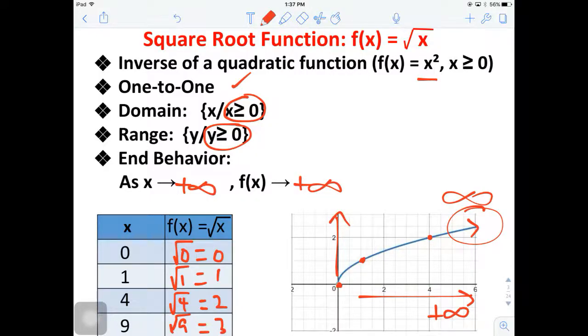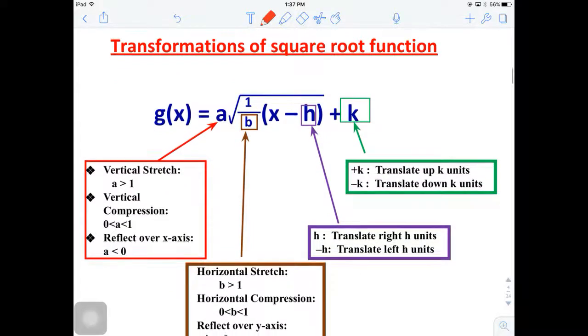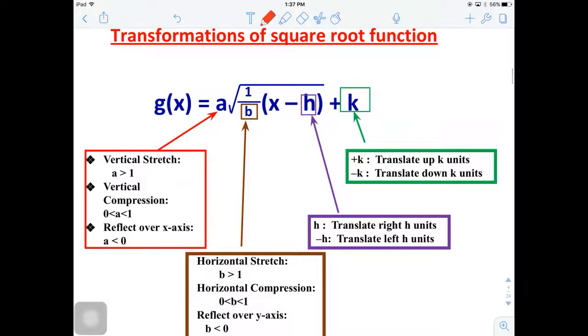But these 3 points that I have here have a special name. Does anybody recall what these points are called? Anybody? I hope you guys said something about reference points, because those would be the reference points that make up the square root function.